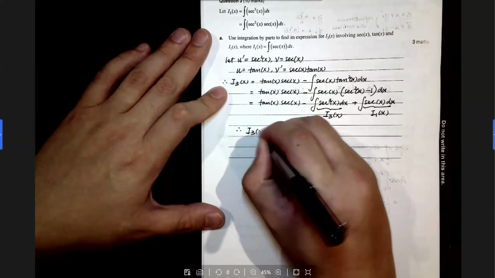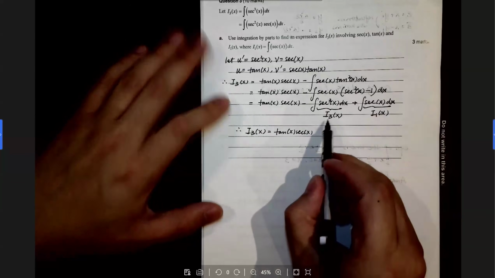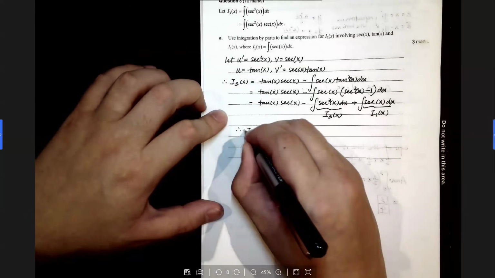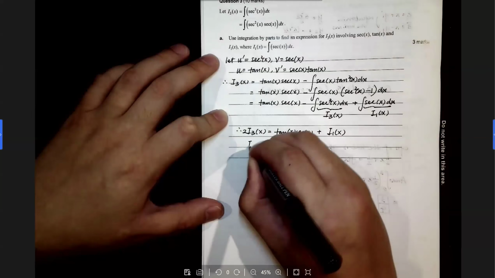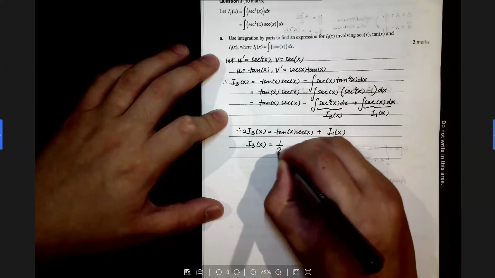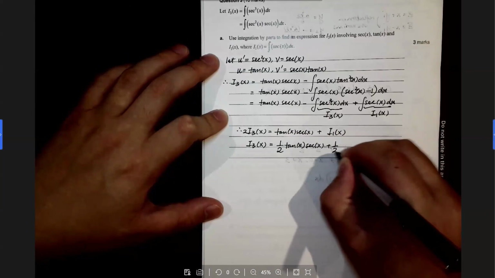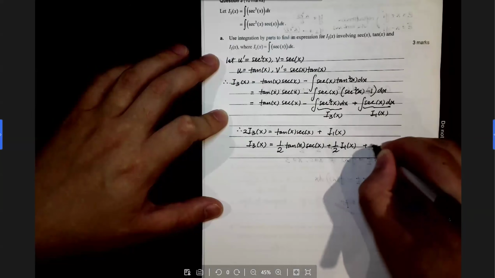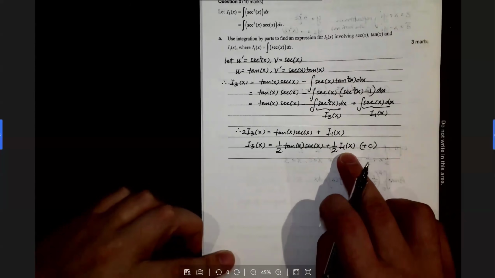Therefore, I have I3 of x equals tangent x secant x. Of course, I can just add this I3 to the other side. That's 2 lots of I3 of x equals tangent x secant x plus I1 of x. And I3 of x is just half tangent x secant x plus a half I1 of x. If you wish, you could put a plus c here, but is this plus c optional? I can argue the plus c is combined in, let's say, I1 of x, which is a secant x. So let's move on.